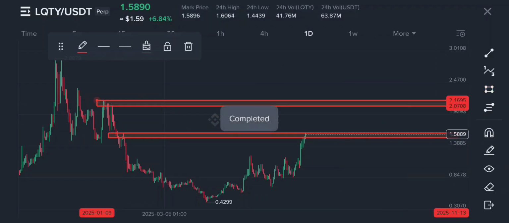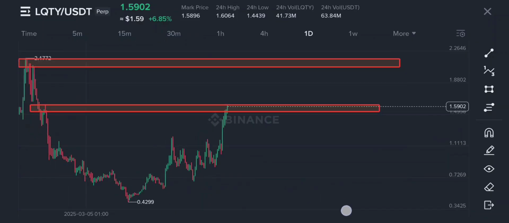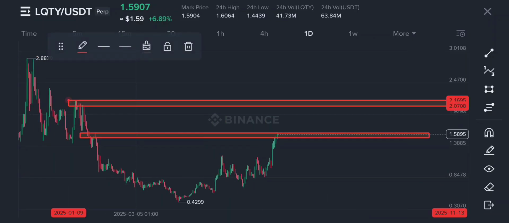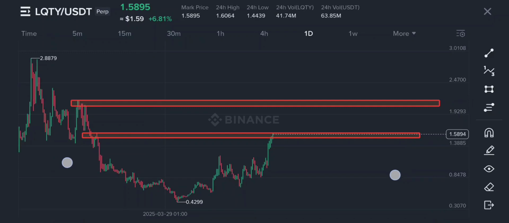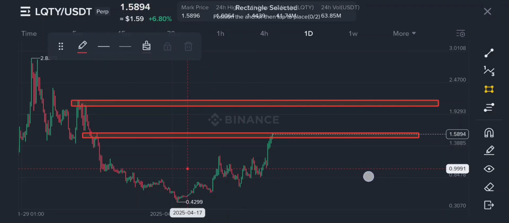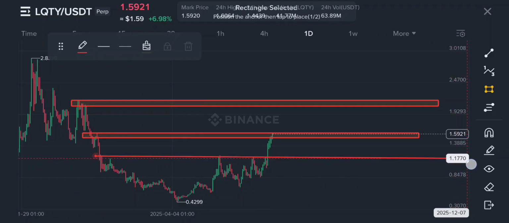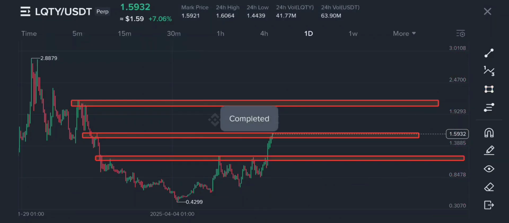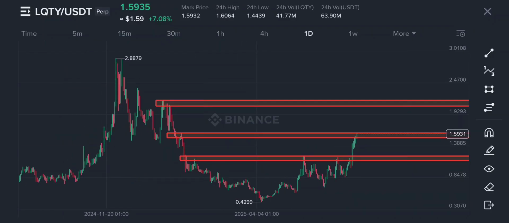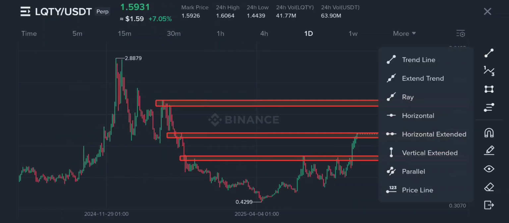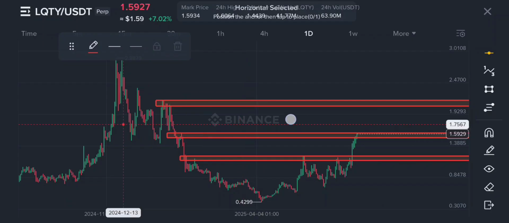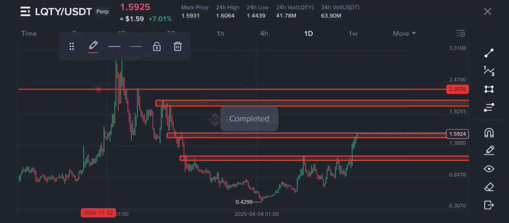Let me check. Yes, I have another area of interest here. Yes, another area of interest. And okay, for this one, since it's too close, I'm going to use a straight line. Yeah, that is another area of interest.